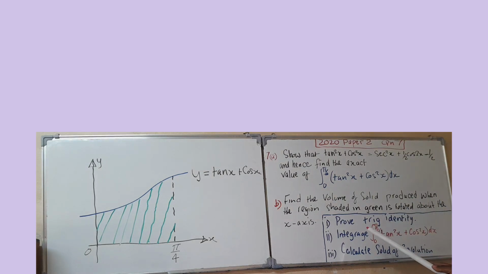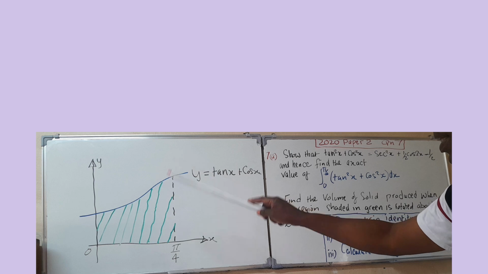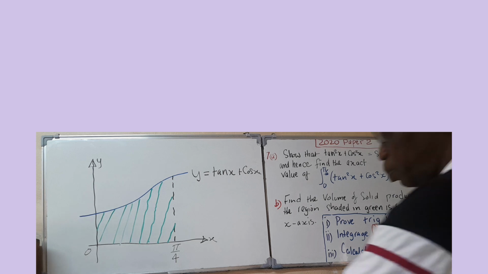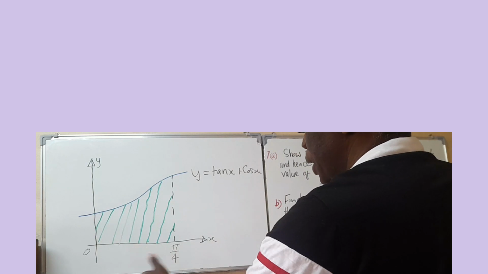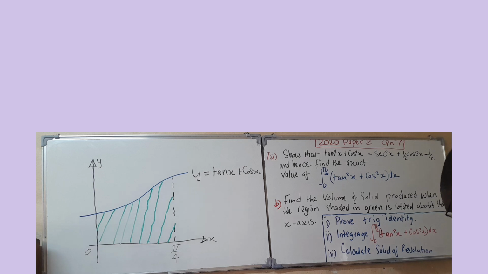Now in this blue box, I've just indicated the tasks that we need to carry out. Task number 1 is to prove the trig identity, that one there. Task number 2 is to integrate this, which I've written in red here. And thirdly, we need to calculate the solid of revolution. This is the solid that is produced when this is rotated one complete revolution about the x-axis. Of course, there's nothing to stop anyone from rotating this about the y-axis, but in this case, we are looking at the solid produced when we revolve it around the x-axis.